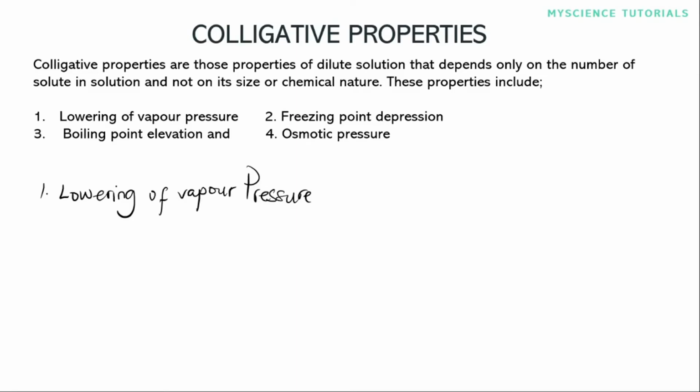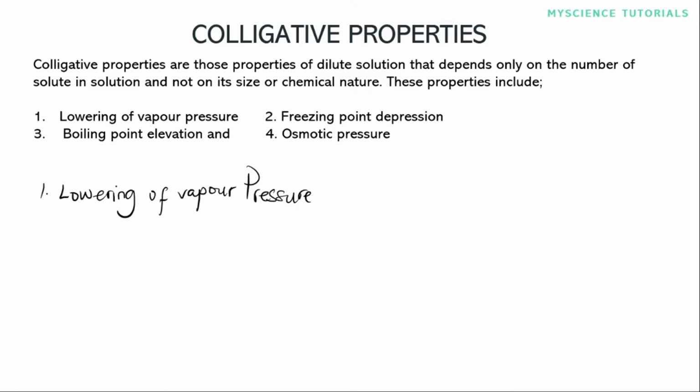Now when we dissolve a solute, the surface area reduces. The surface area where the molecules of the pure solvent will evaporate reduces because we now dissolve a solute in the solvent. So the surface area is reduced, and therefore the amount of solvent molecules that become vapor and exert pressure becomes less compared to the pure solvent, and this is what causes the vapor pressure of the solution to reduce.